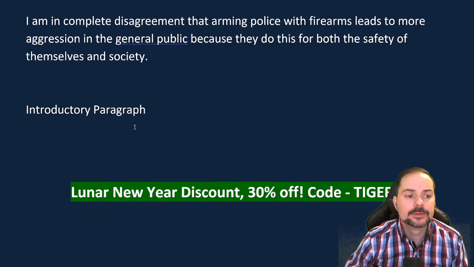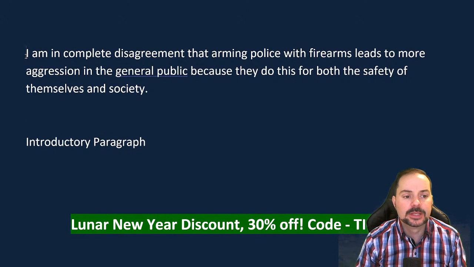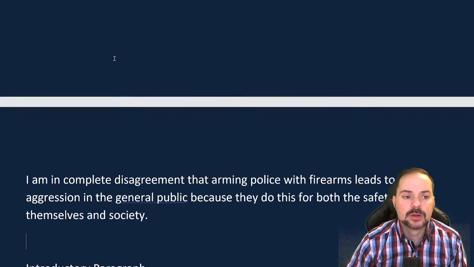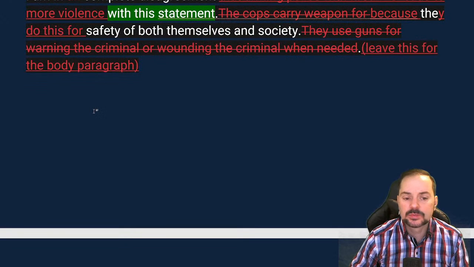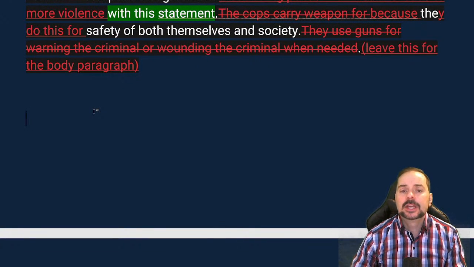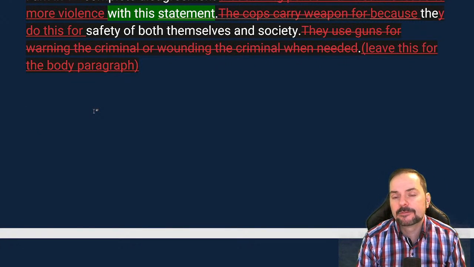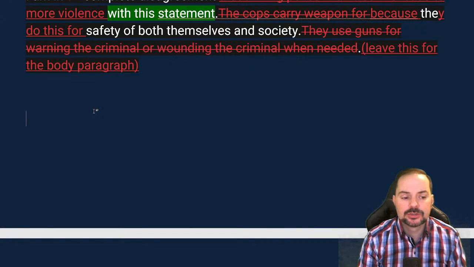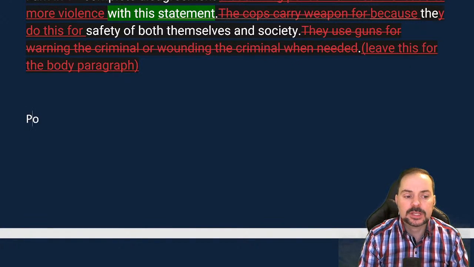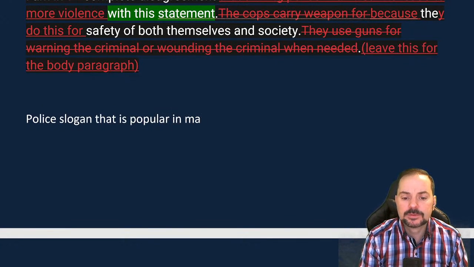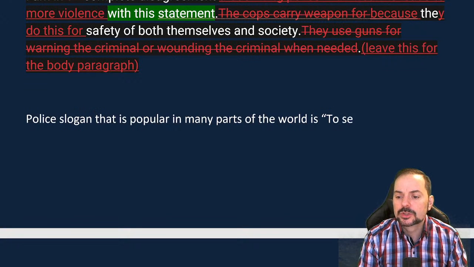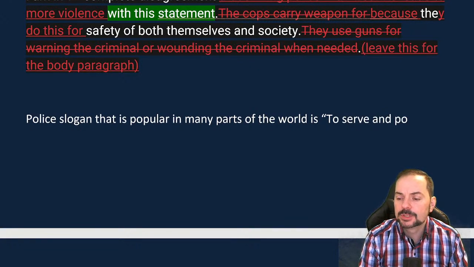What is the slogan? What is the most common slogan of the police? I wonder if anybody has thought about this throughout this critical thinking. So when we're doing all of this, it's really good to visualize and take from your real life experiences, right? I think in Canada, US, and from what I have seen in many other countries as well, the police slogan that is popular in many parts of the world is to serve and protect.